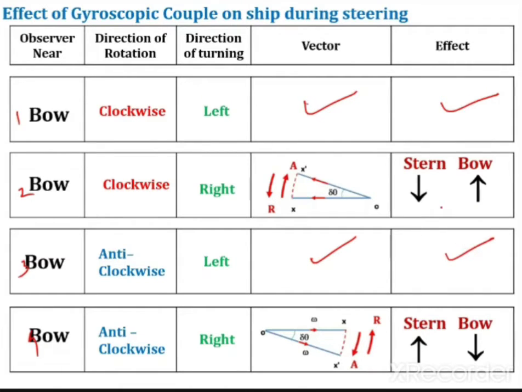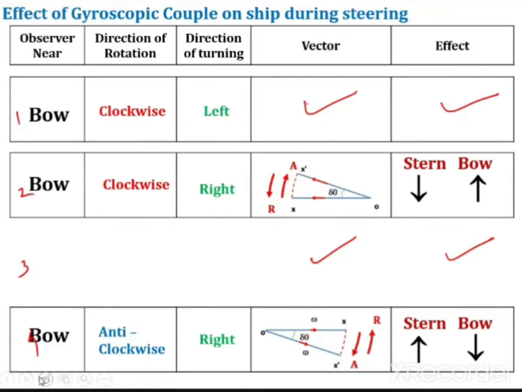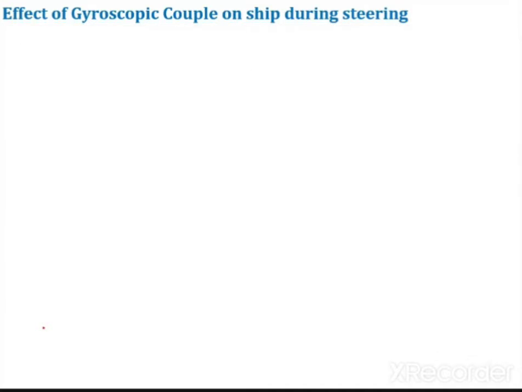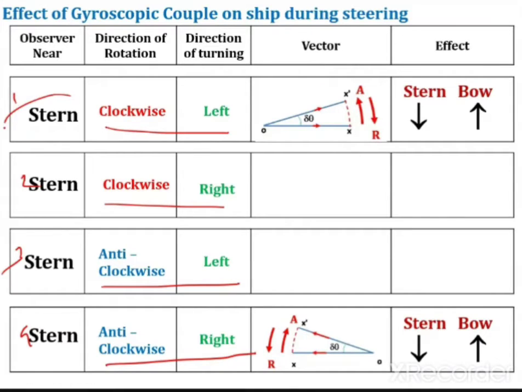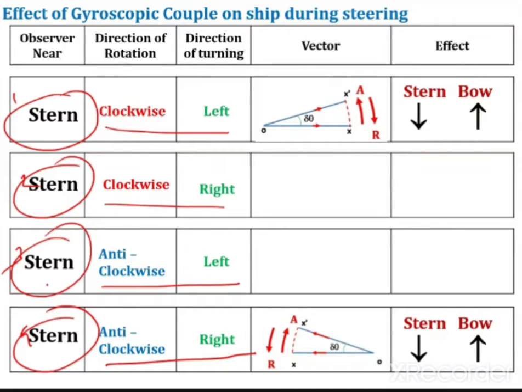Okay, similarly we have to do this for the stern also. These are the four cases, and these are the another four cases. Case number 1, 2, 3, and 4. These are the same: clockwise left, clockwise right, anti-clockwise left, anti-clockwise right. Only the observer is changing: stern. So in total there are 8 cases, and in all the 8 cases you have to draw the vector diagram and show the effect. Show the effect like this: stern down, bow raise, or stern lower, bow rise.